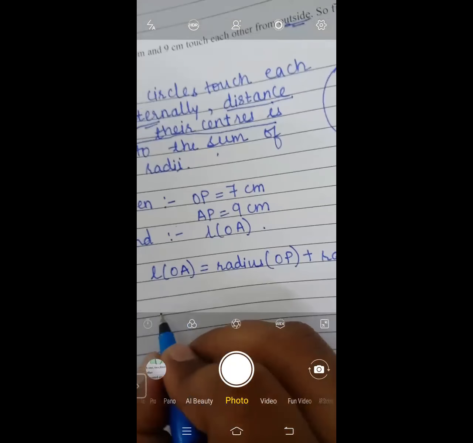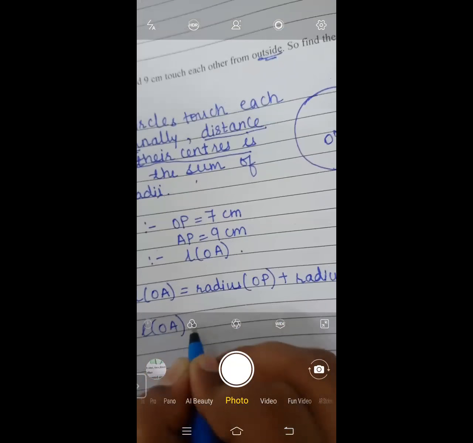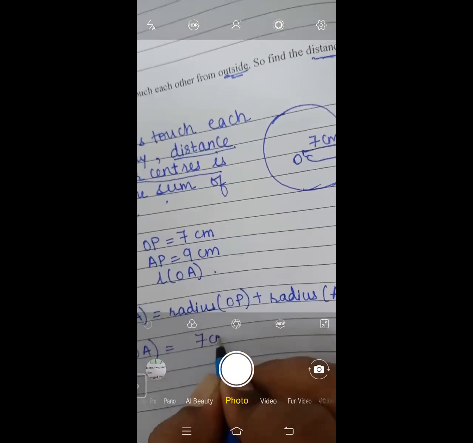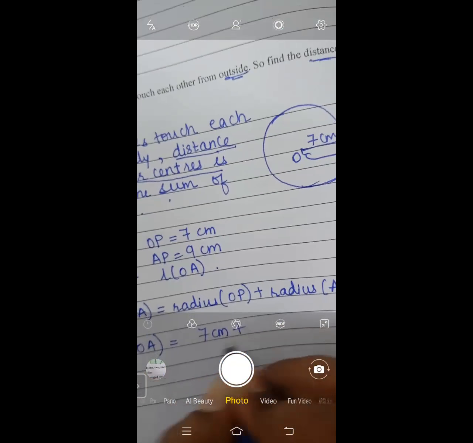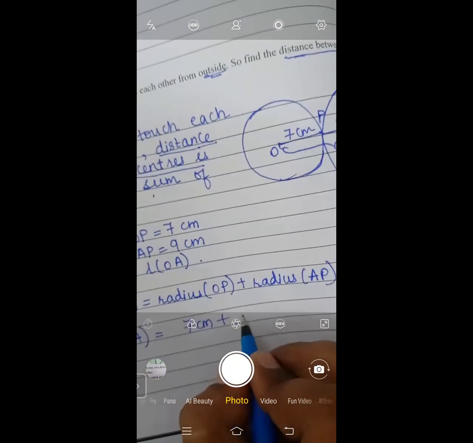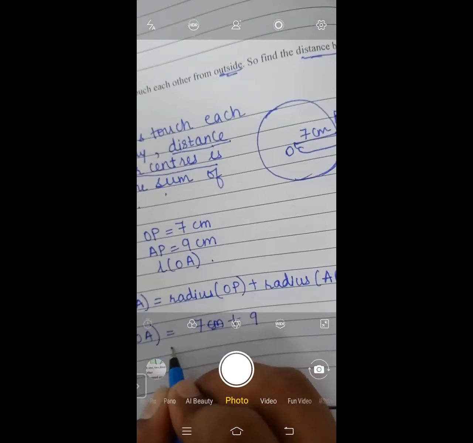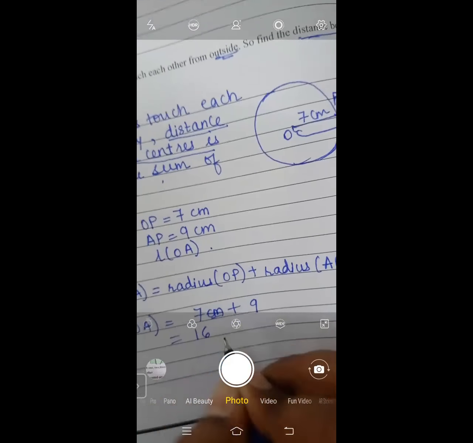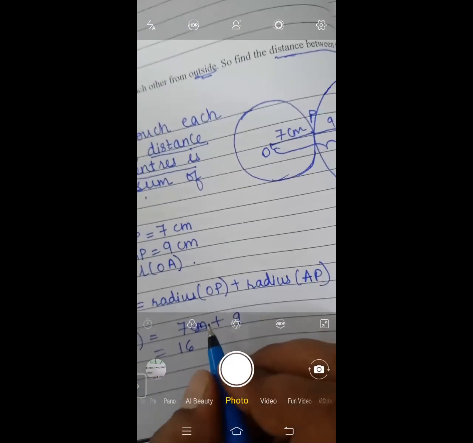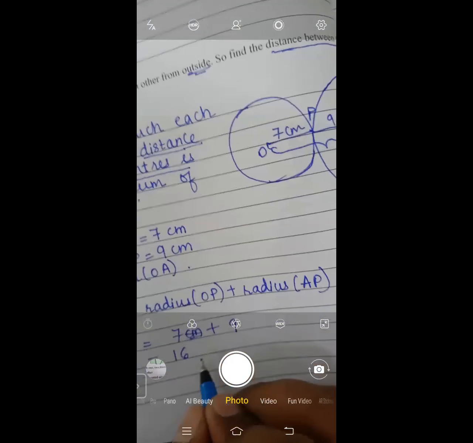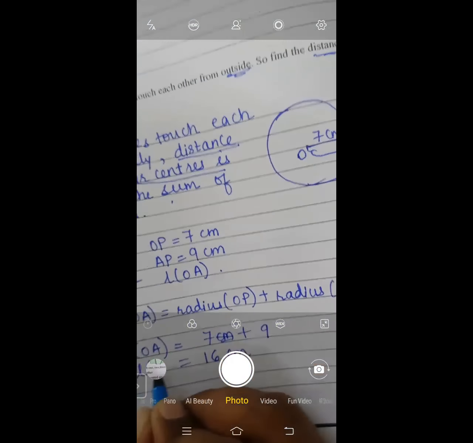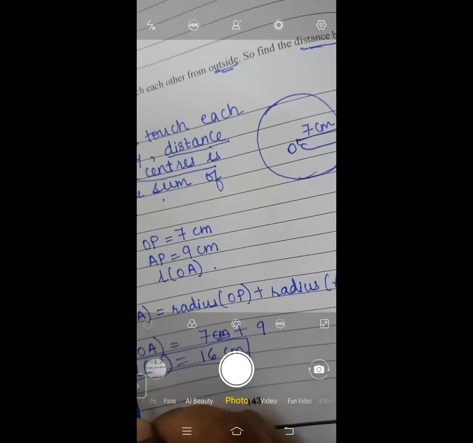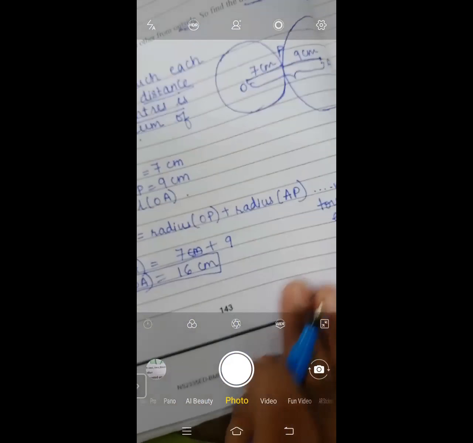So what will be the length of OA? First, OP is 7 centimeter. If you write the units, it will also be fine, or just write numbers. So 7 plus 9 becomes 16. And then, as it is given in centimeters, we will write centimeters. So the length of OA is 16 centimeter. Writing a statement is very important.